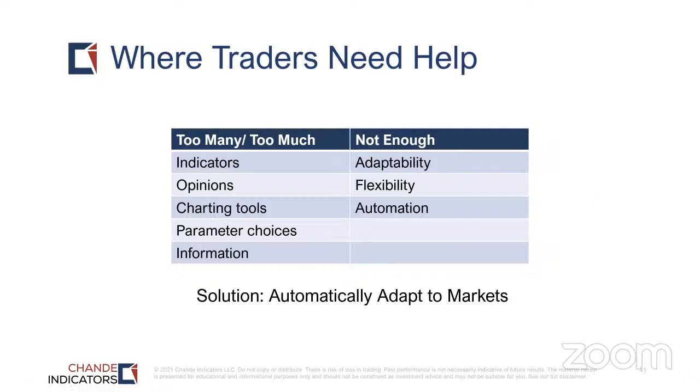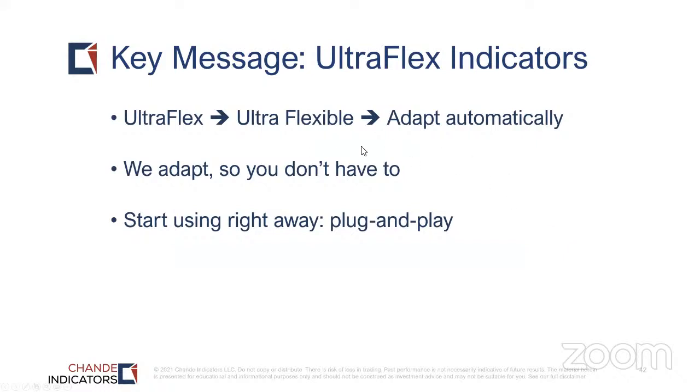So let's go back to where we were in the beginning. Where do we need help? We've got too many indicators, too many opinions, lots of charting tools, tons of parameter choices, information overload. The decision tree needs some pruning, or is getting overwhelming. So we can recover from that by automatically adapting to the markets. Just a reminder again, Ultraflex means we adapt automatically. We adapt so you don't have to, and you can start using them right away.